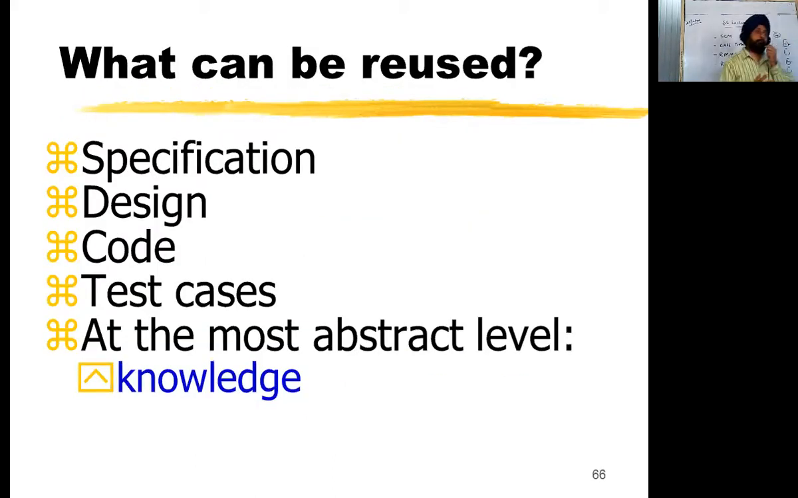So what can be reused? You can reuse any component of any phase, like the specification phase, design phase, code phase, and the testing phase. So at the most abstract level, knowledge. So basically the knowledge is used.